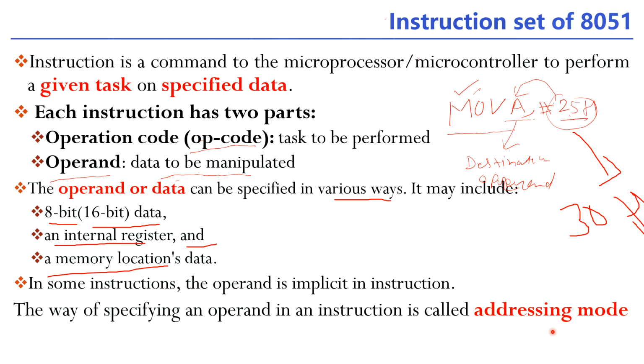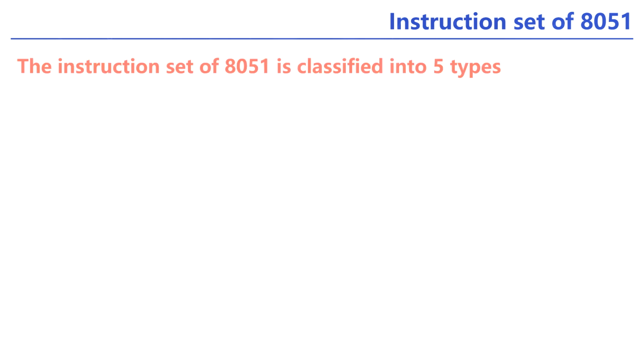The way of specifying an operand in an instruction is called the addressing mode. Remember, we have already discussed this. What is the addressing mode? This is very helpful for selecting the instruction which is beneficial to the users. Instruction set of the 8051 microcontroller: the instruction set of the 8051 is classified into 5 types. Remember, right?